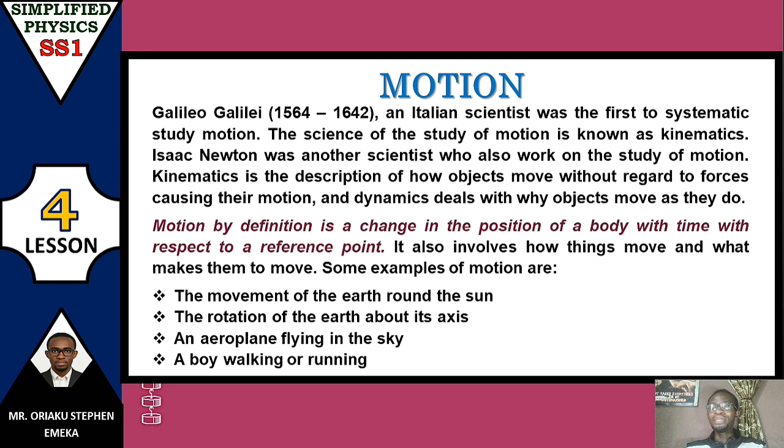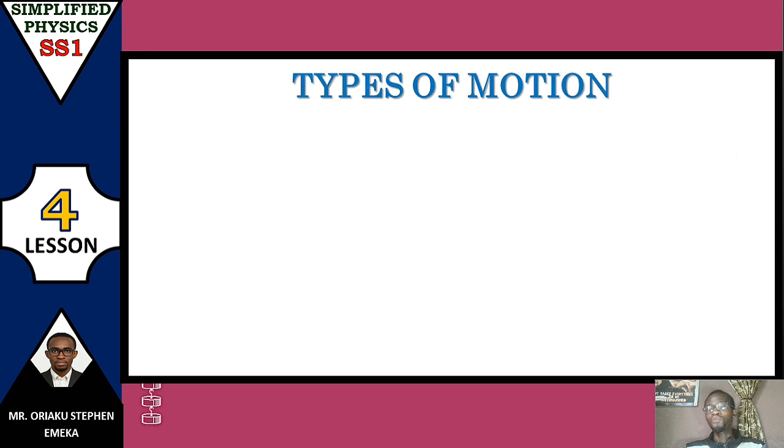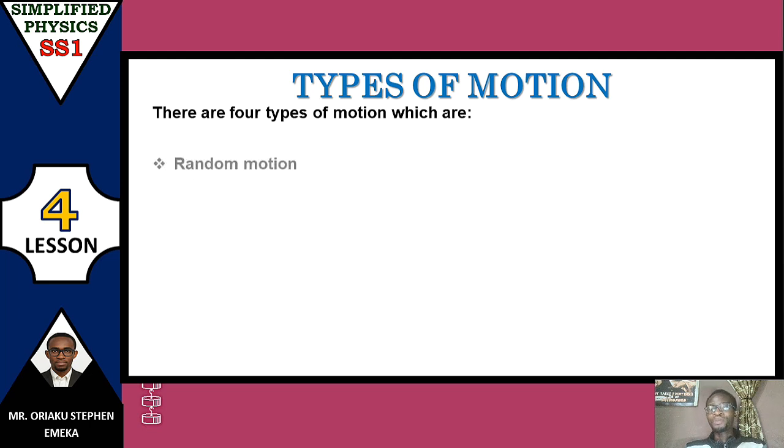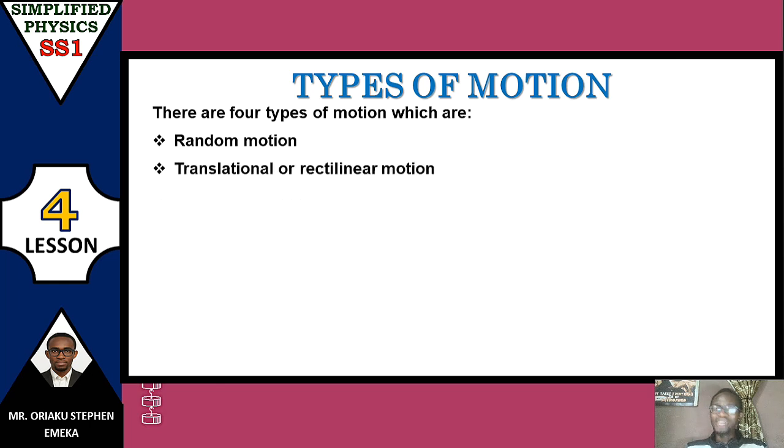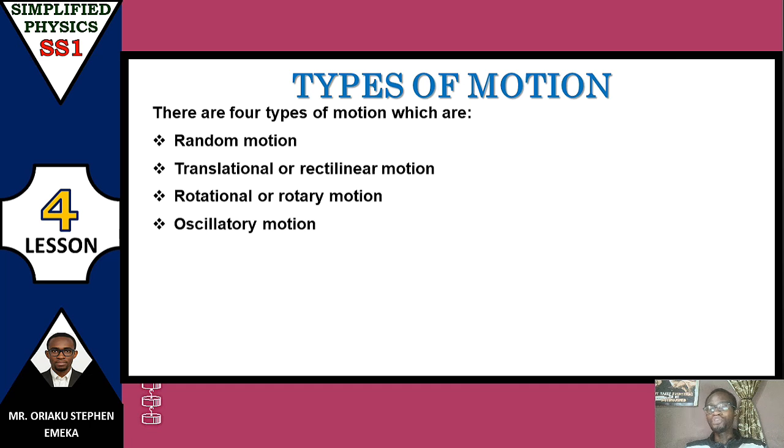So let's go to the next one, which is types of motion. Basically, we have four types of motion, and those four types of motion are the random motion, translational or rectilinear or linear motion, rotational or rotary motion, and oscillatory motion. So these are the four types of motion we have.